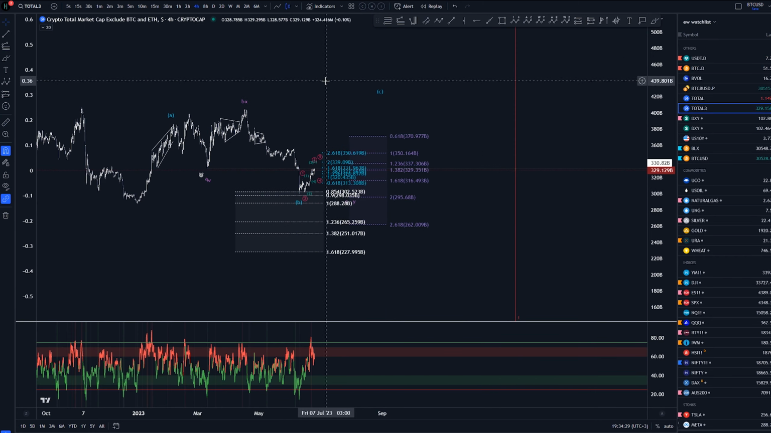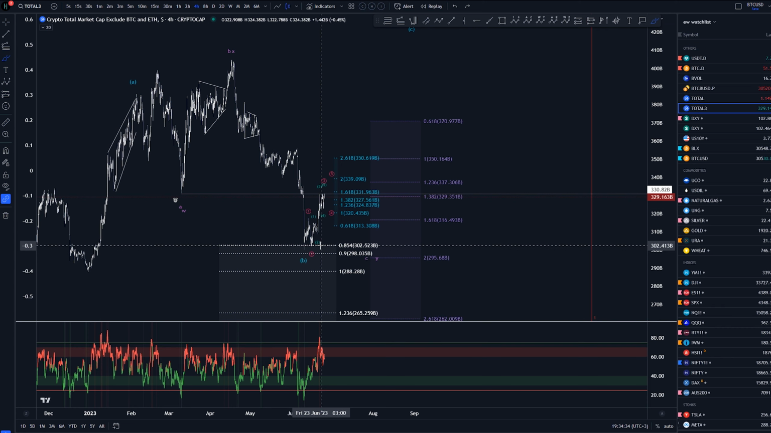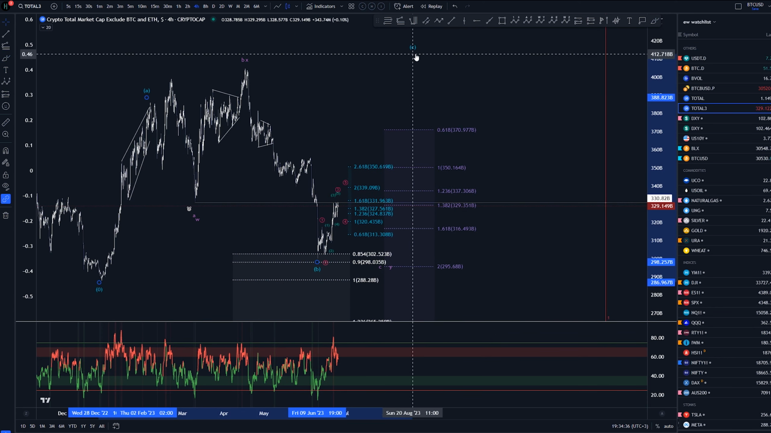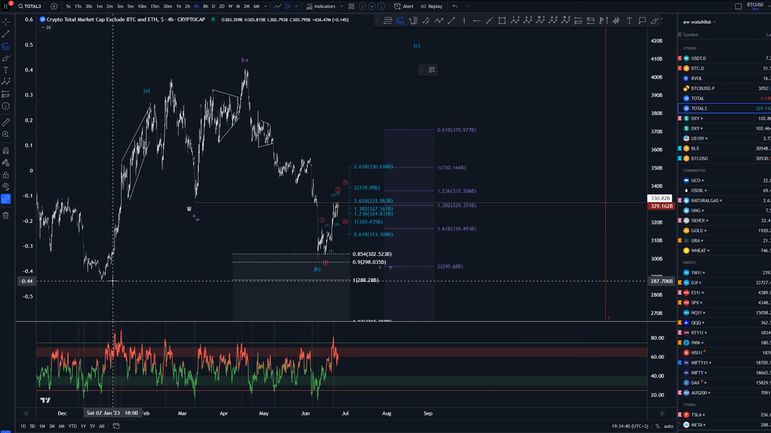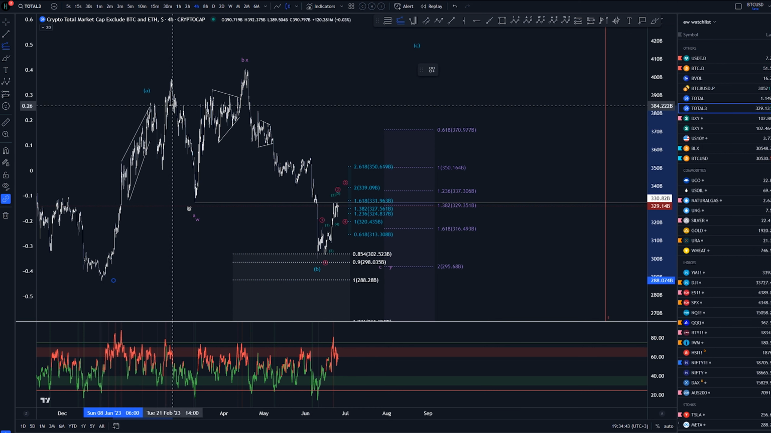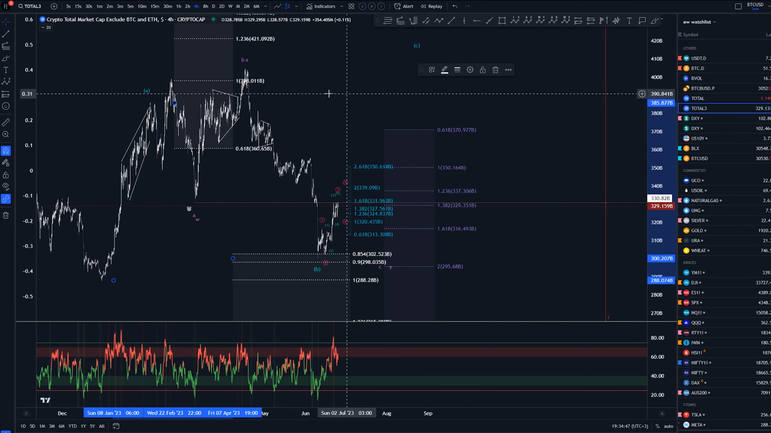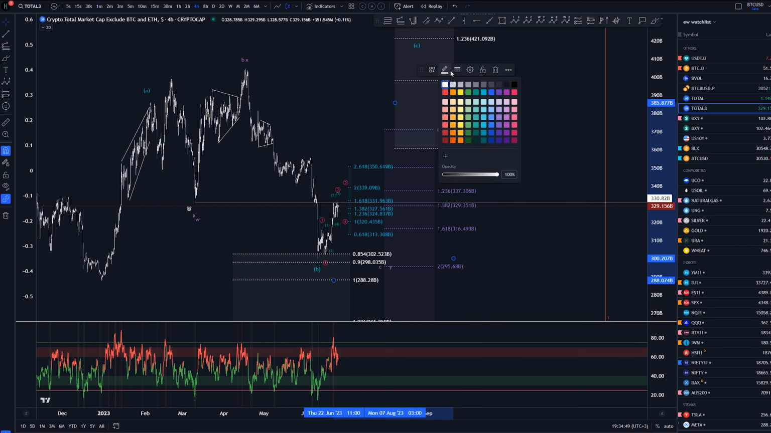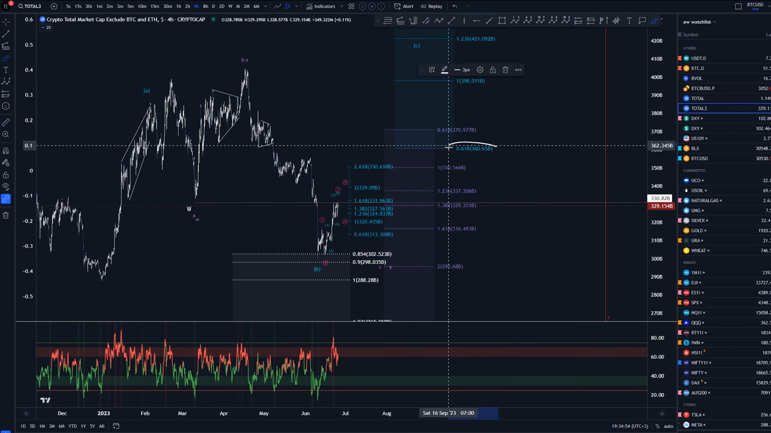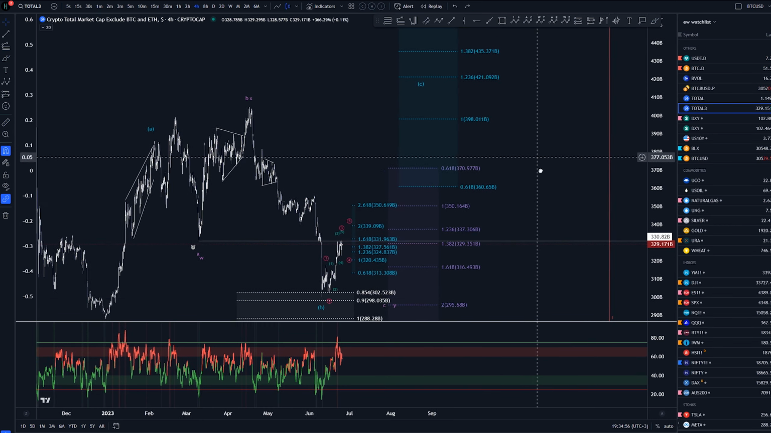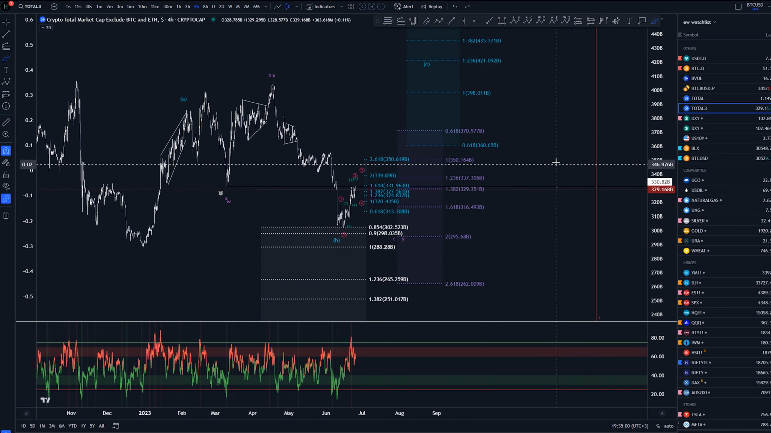Because at this point, as we did retrace this much here, the main idea would be that we would be looking for that C wave. So if you're looking at some targets, we would be looking at these targets. Minimum 0.618. I don't think that is the main target though. 1-to-1 is always the first main target on any 3-wave move.